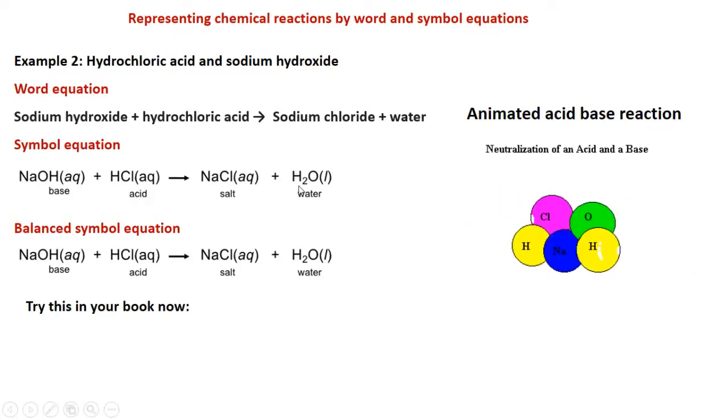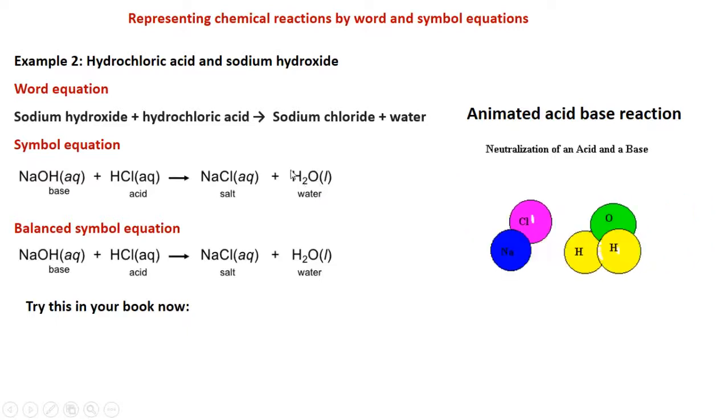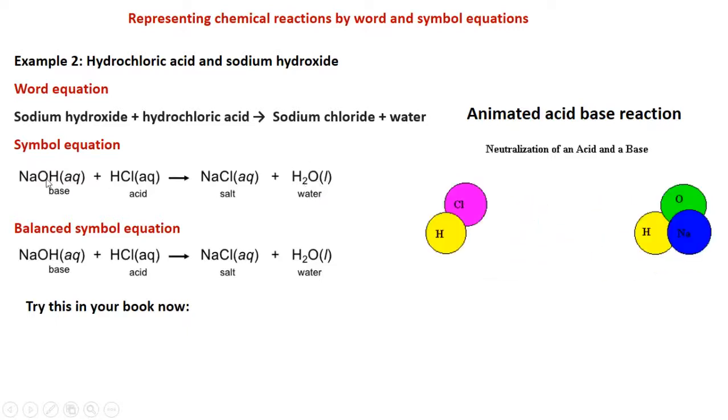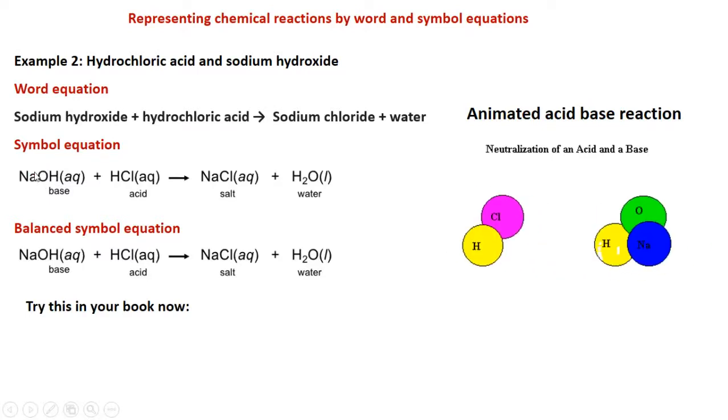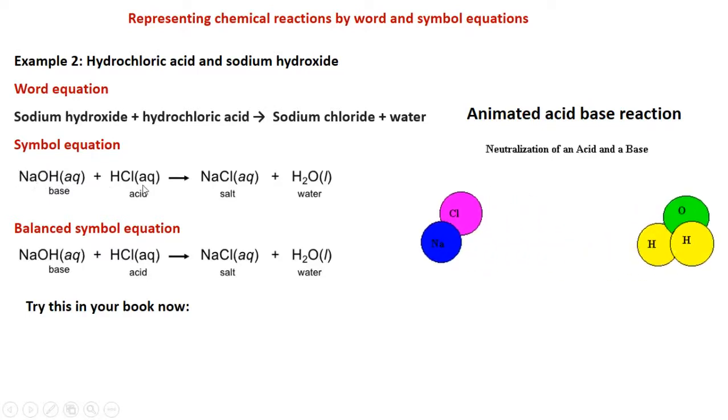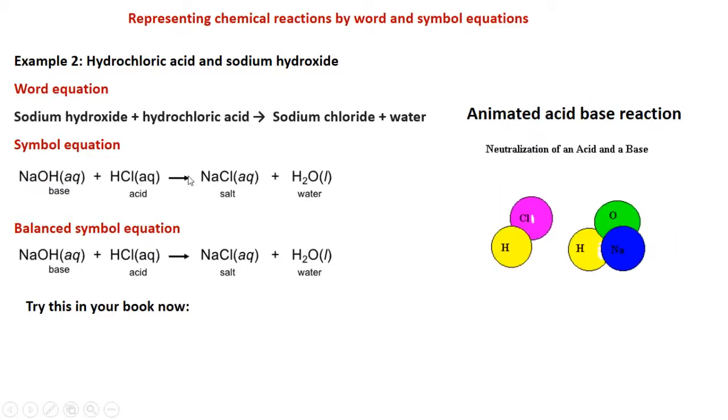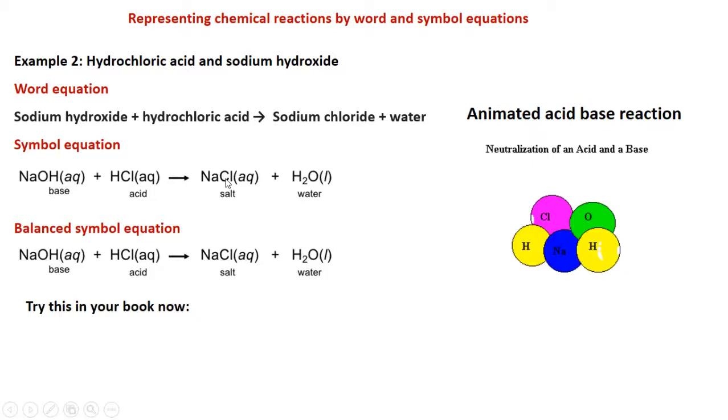We look at the next atom, which is oxygen. There's 1 oxygen on the right-hand side and there's 1 oxygen on the left-hand side. Sodium, there's 1 on the right-hand side and there's 1 on the left-hand side. Chlorine, there's 1 there and there's 1 on the left-hand side too.